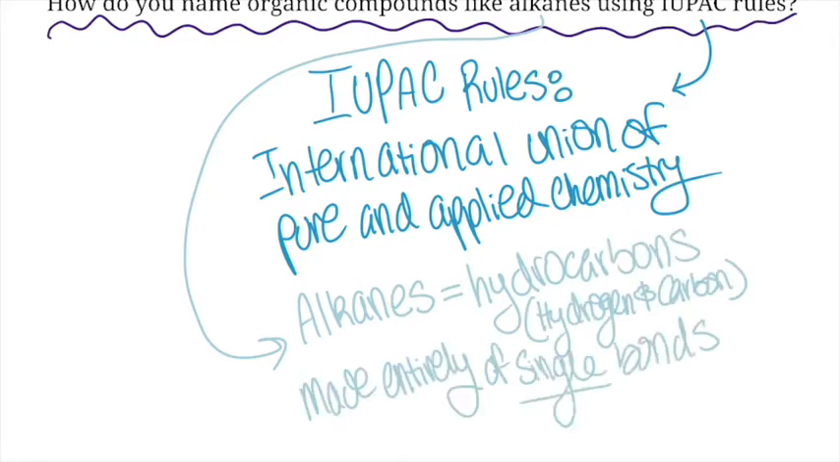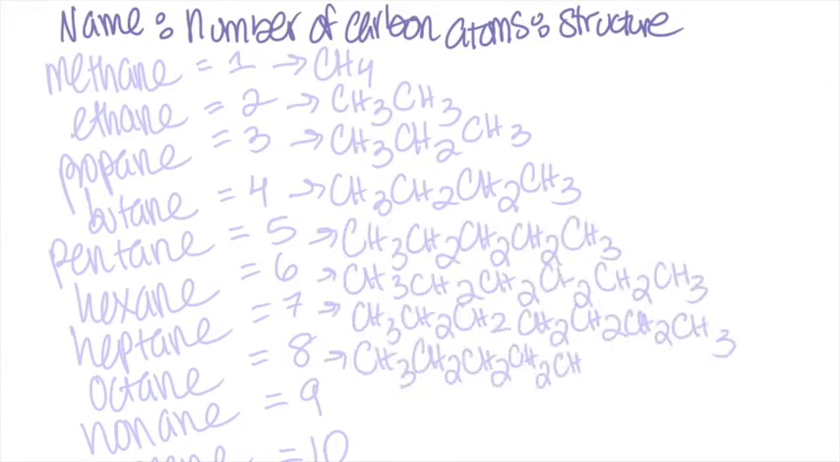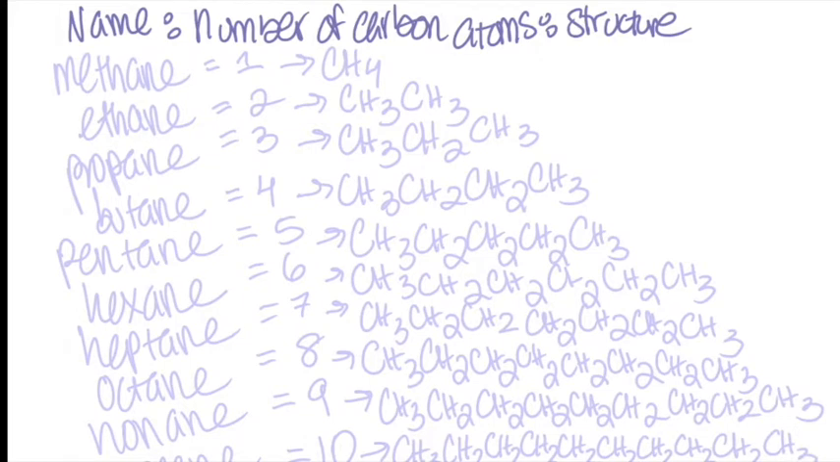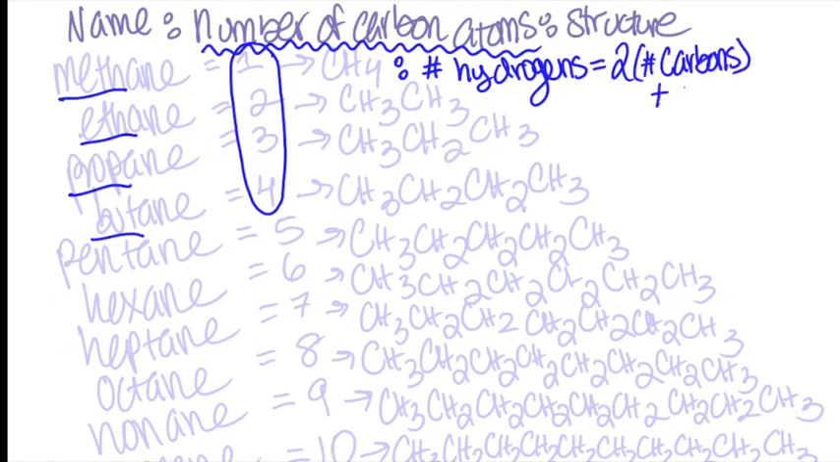The names of the first 10 straight-chain alkanes are shown here. You might be already familiar with the prefixes from 5 to 10, but watch out for 1 through 4, whose prefixes are unique to organic chemistry: meth, eth, prop, and but. Note that naming of these straight-chain alkanes is based on the number of carbon atoms in the chain, with the number of hydrogen atoms equaling 2 times the number of carbon atoms plus 2.